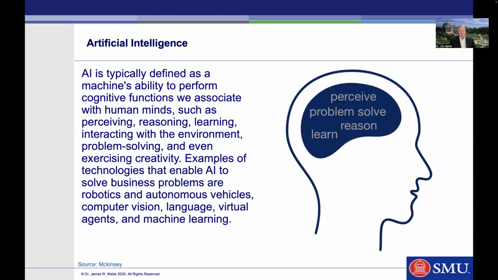So overall, AI is defined as a machine's ability to perform cognitive functions that we associate with human minds: perceiving, problem solving, reasoning, learning, all these kinds of things. Hopefully in the future, we'll get better and better at artificial intelligence to solve business problems, bringing forward robotics and autonomous vehicles, computer vision, languages, virtual agents, machine learning, all these things, and make it work for us.